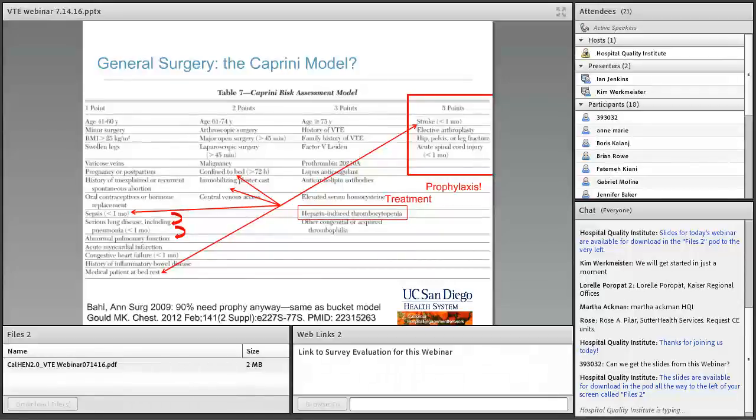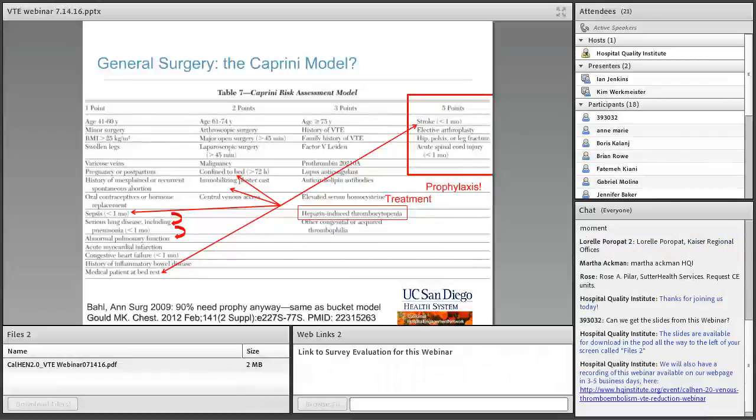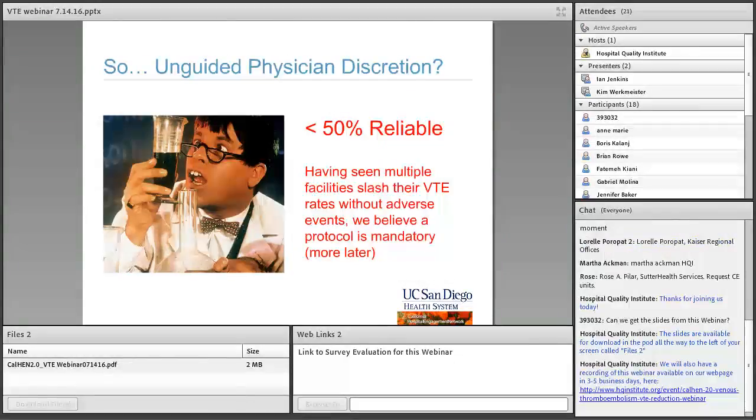And again, there's some issues with implementation of this. Interestingly, in that study that's mentioned in the references down there from 2009, when they applied this to a general surgical population, they found out that 90% of the patients needed some form of prophylaxis anyway. So it's not as if doing this helps you avoid prophylaxing your surgical patients. So what's left? What should we do? If the Padua and Caprini score systems are complicated, should we just let the physicians do whatever they want?